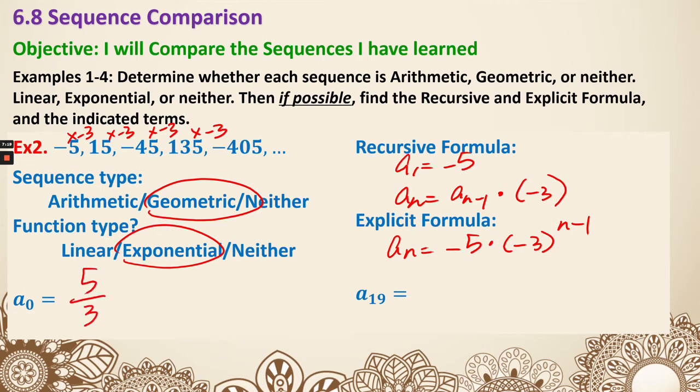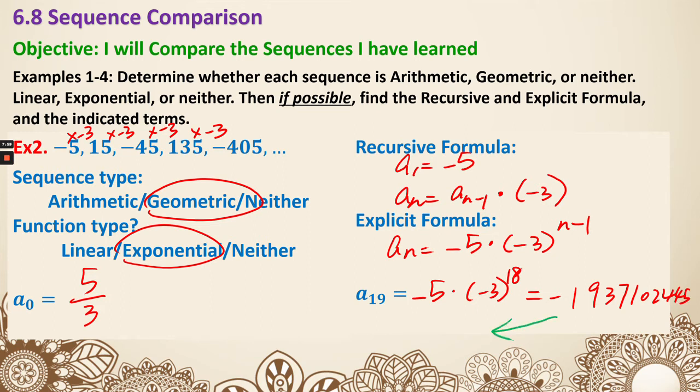And a sub 19, I'm going to plug it in. So it's going to be negative 5 times negative 3 to the 19 minus 1, which is basically 18. So I'm going to type it in the calculator. That is going to give me negative 5 times negative 3 to the 18th power. It's going to give me a pretty big number, negative 1937102445. And since that's the answer our calculator gave us, we can totally keep it.